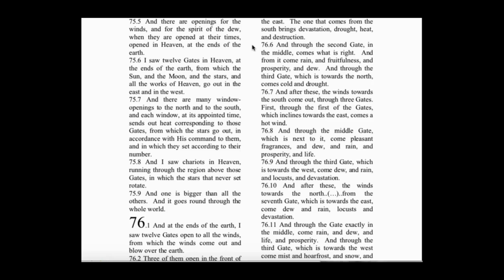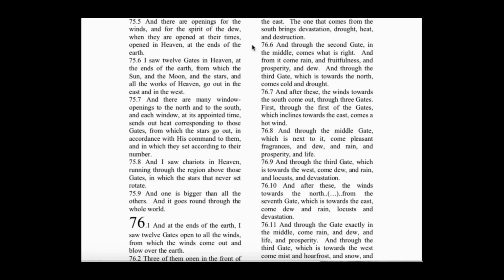And through the second gate, in the middle comes what is right, and from it come rain, fruitfulness, prosperity, and dew. So the wind that comes from the right is for nurturing: rain, fruitfulness, prosperity, dew. And through the third gate, which is towards the north, comes cold and drought. So the north wind is cold and drought.